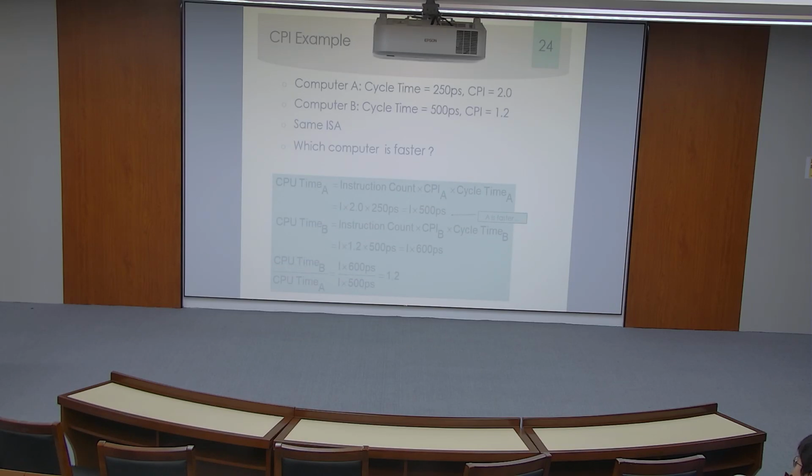So this is the solution. We have the CPU time for computer A, the CPU time for computer B, and we need to calculate the relative performance by taking the CPU time for computer B divided by the CPU time for computer A.